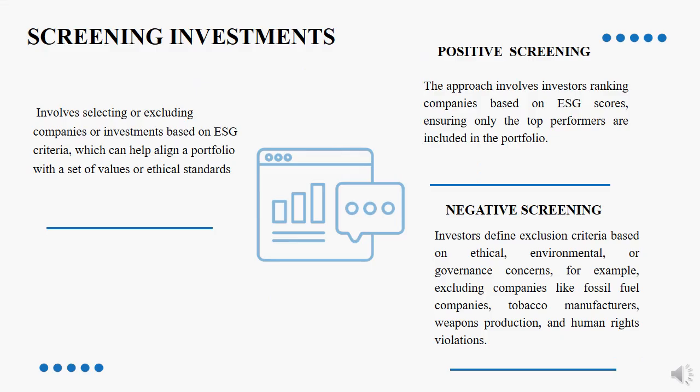Screening investments. This involves selecting or excluding companies or investments based on ESG criteria, which can help align a portfolio with a set of values or ethical standards. Positive screening. This approach involves investors ranking companies based on ESG scores, ensuring only the top performers are included in the portfolio. Negative screening. Investors define exclusion criteria based on ethical, environmental, or governance concerns. For example, excluding companies like fossil fuel companies, tobacco manufacturers, weapon production, and human rights violation.